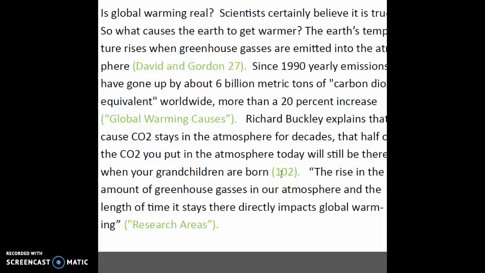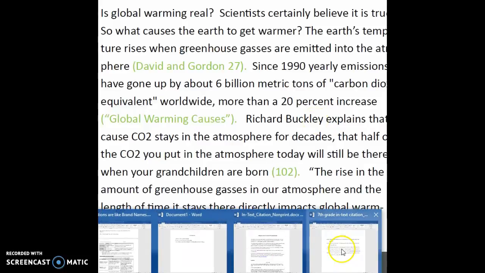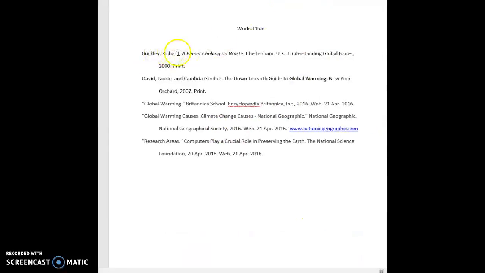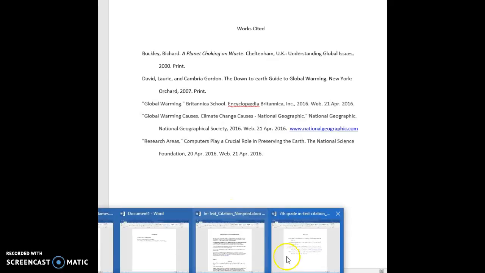If I go to my Works Cited page, now I'm going to look for Richard Buckley's name on some kind of Works Cited. Let's see. Sure enough, Buckley Richard, A Planet Choking on Waste. Here's the book. Now if I went to his book and turned to page 102, I would find that information that I used in that sentence right on that page. You catching on? It's not that hard, right? You just have to kind of learn the ins and outs.